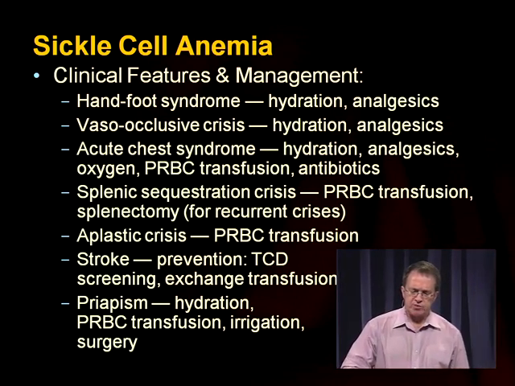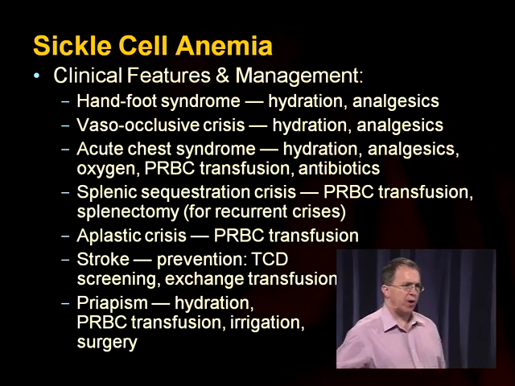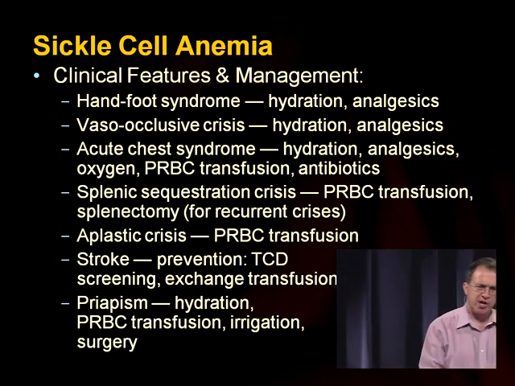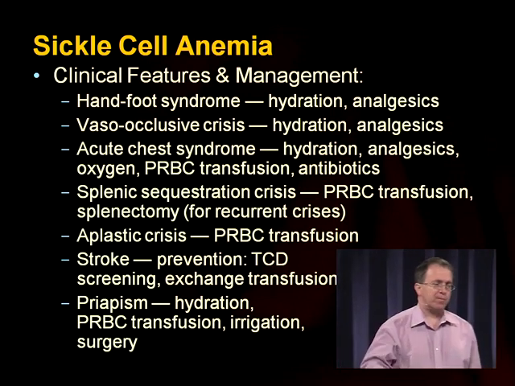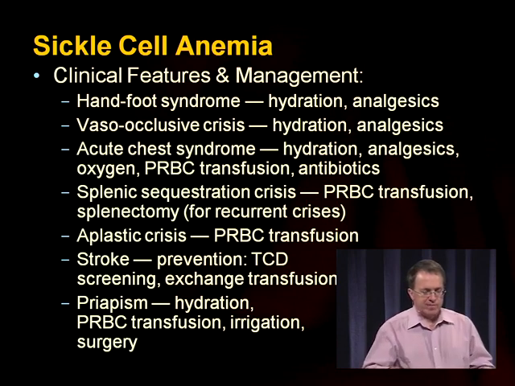Aplastic crisis. Well, you've got to treat it only one way, and that's with PRBC transfusions. If you're going to think of one infectious cause for aplastic crisis, parvovirus B19, slapped cheek, all that kind of stuff. Okay. Stroke.